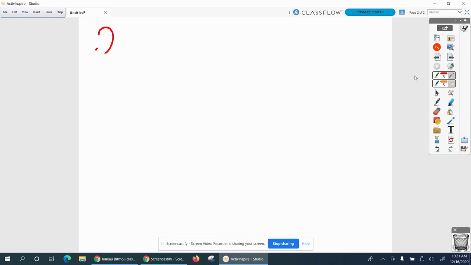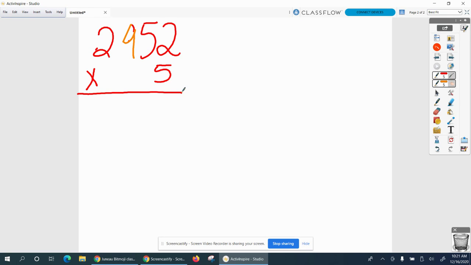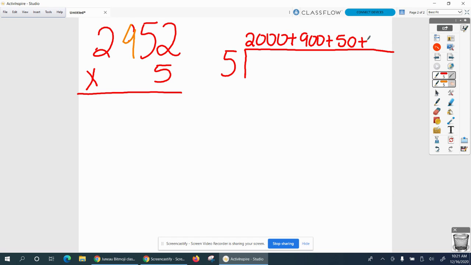Here we have 2,952 times 5. Right? All right, let's try it with the area model first. We put the 5 on the outside. We draw our box. What's this first number? 2,000 plus 900 plus 50 plus 2. Very good.